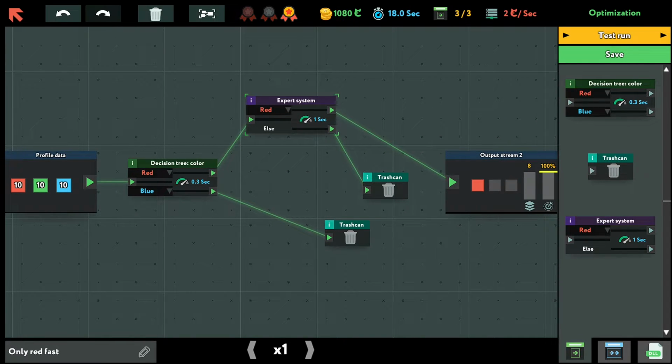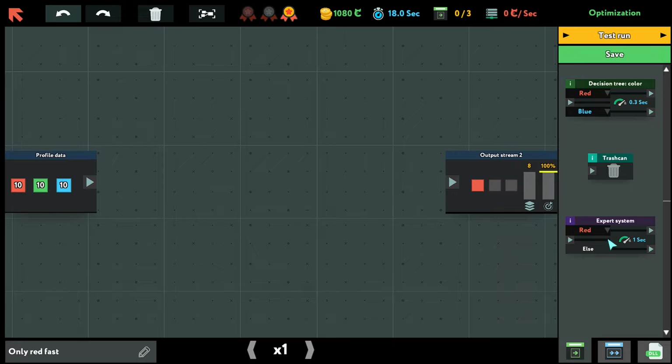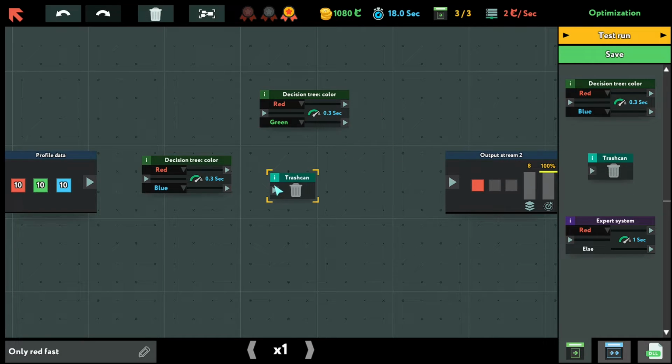Can I delete this? Delete. Sure, let's delete all nodes. So if I put a decision tree here, and then I put one here that goes to green, this should be faster. Right? Okay, so this part works the same.